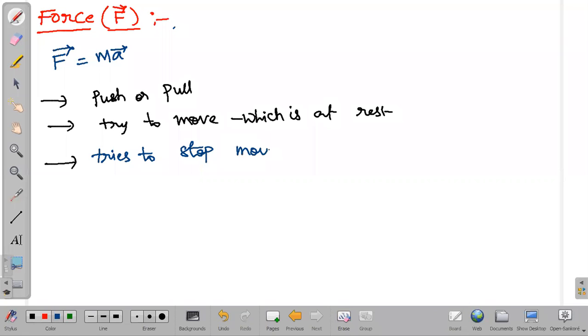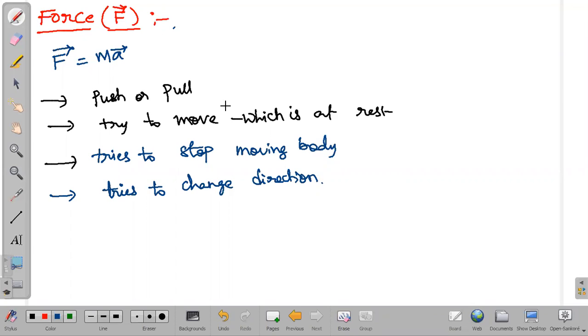This is one more thing the force can do. And one more thing we can write from here: if any object is moving in one particular direction, the force can change direction also. It tries to change direction also. So these many ways force will be effective.